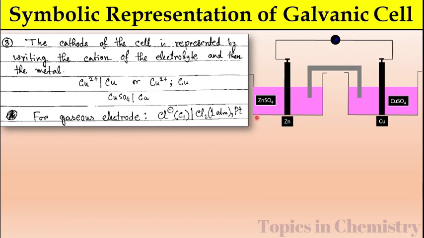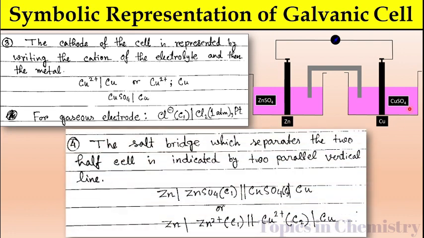Now this is the Daniell cell, as I have told you. So here you can see this is the zinc electrode and zinc sulfate, and this is the copper electrode, and copper sulfate is the electrolyte. That's why you can also see here that this is a salt bridge. The salt bridge which separates the two half cells is indicated by two parallel vertical lines. So here you can see a salt bridge is used, so you have to write two parallel vertical lines.